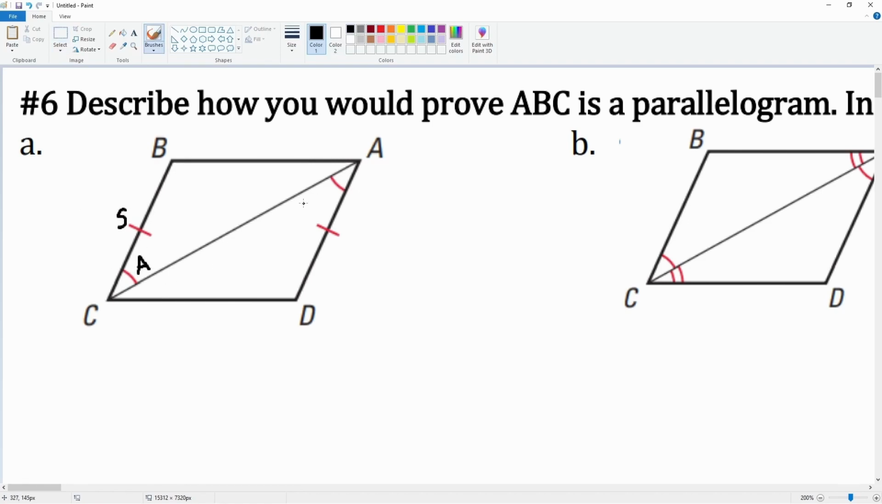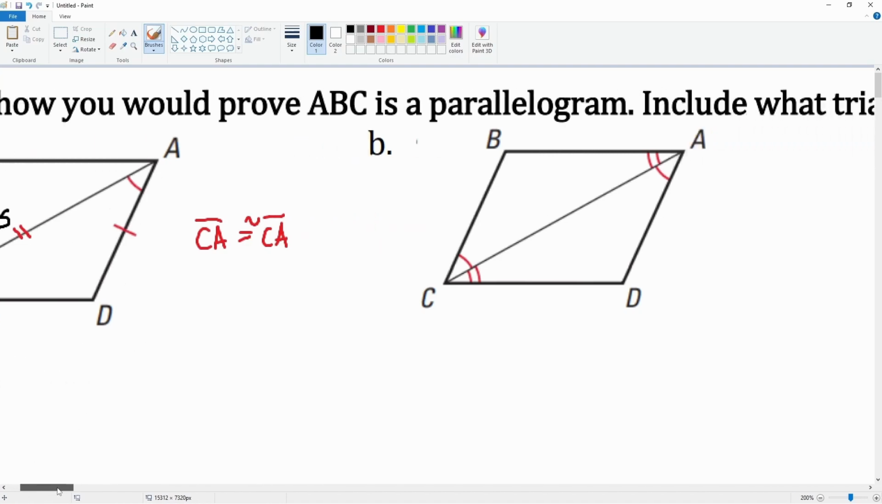Okay, so to get this, we have to get one more, and we know that CA is also congruent to CA using the reflexive property. So we can mark these here. This is going to give you another side. So you would prove this using side angle side, and that would work here.